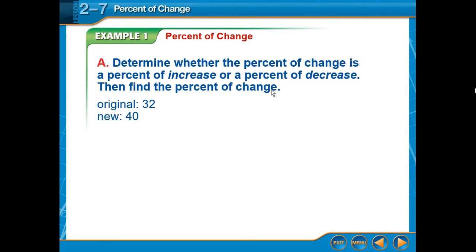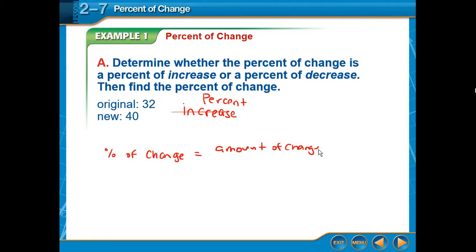Okay, so they say determine whether the percent of change is a percent increase or percent decrease, and then find the percent of change. So if we originally had 32 and went up to 40, that would be an increase. So that means it's going to be a percent increase. To find our percent of change, the percent of change is equal to the amount of change over the original times 100. If it went from 32 to 40, that went up 8. It changed by 8, so that is our amount of change. And our original amount, they say right here, is 32.